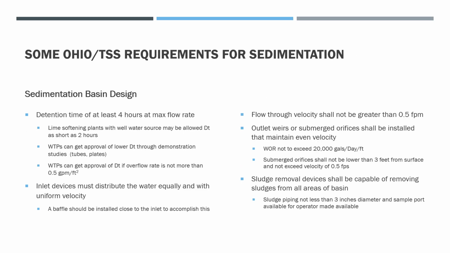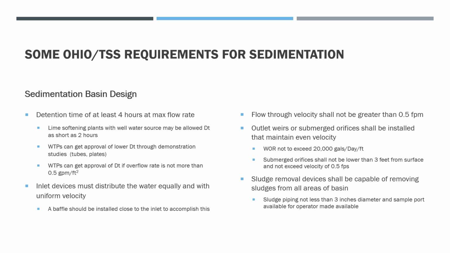Let's look at more requirements for sedimentation basins. Designs require detention time of at least 4 hours at the max flow rate of the plant, but lime softening plants with well water sources can be allowed as short as 2 hours of detention time, and that can be negotiated. Water treatment plants can get approval of a lower detention time through demonstration studies, for example, if they're going to put in tubes or plates or something like that. And water plants can get approval of a detention time if the overflow rate is not more than 0.5 gallon per minute per square foot.